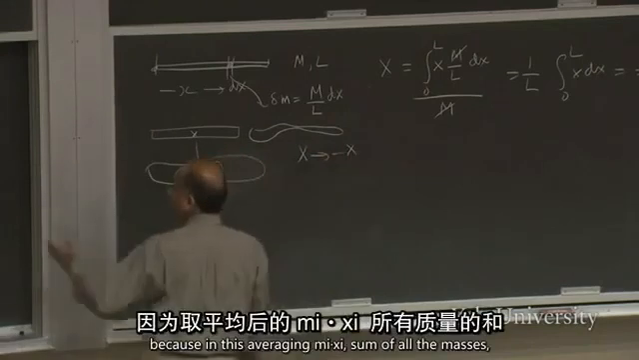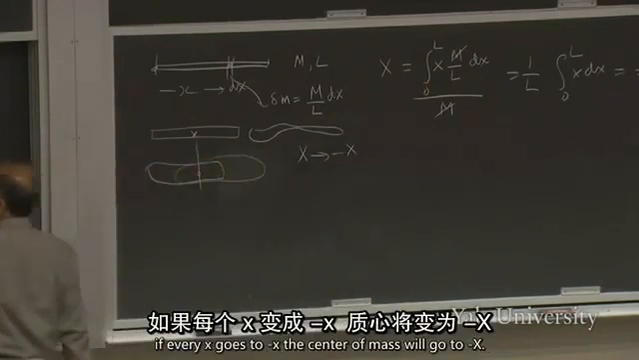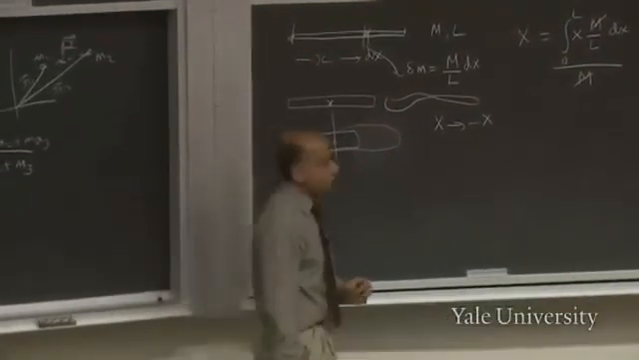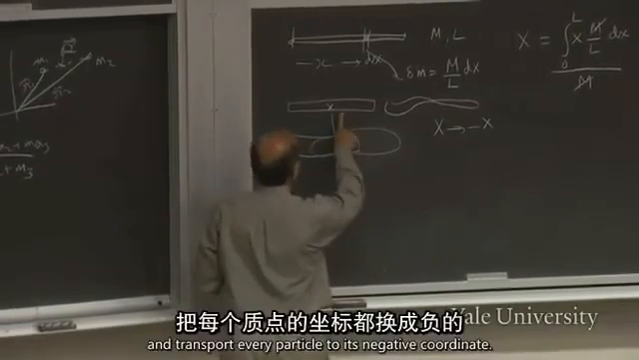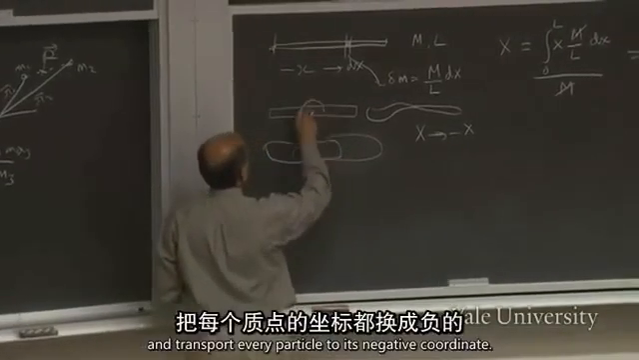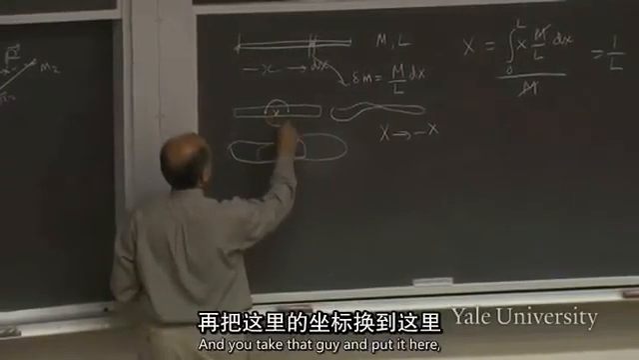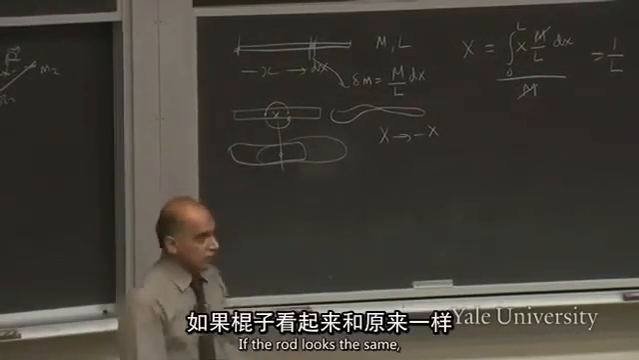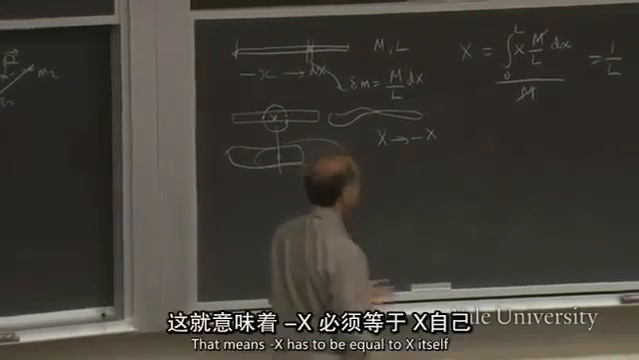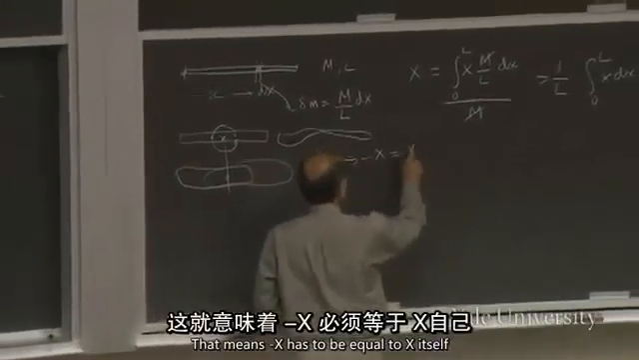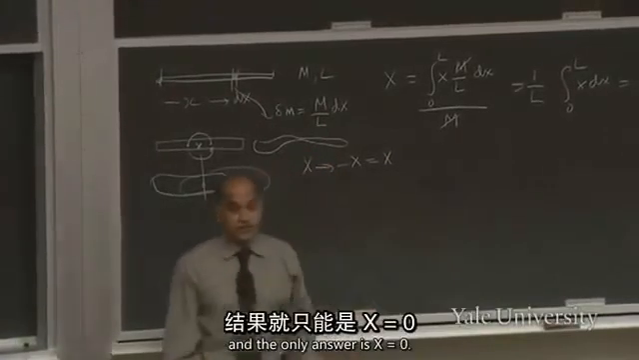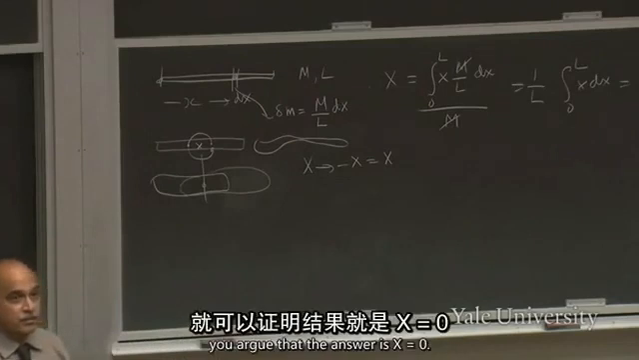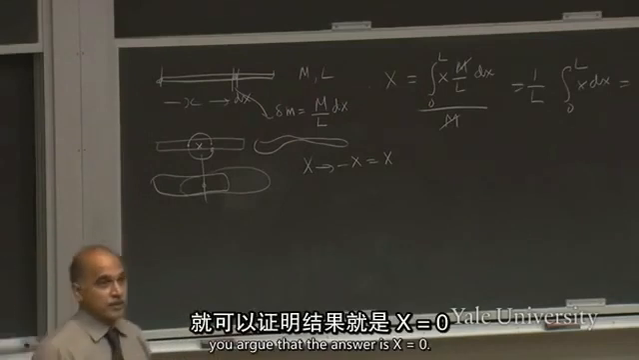Because in this averaging, mi, xi, summed over all the masses, if every x goes to minus x, center of mass will go to minus x. But now take this rod and transport every particle to its negative coordinate, and you take that guy and put it here, the rod looks the same. If the rod looks the same, the center of mass must look the same. That means minus x has to be equal to x itself, and the only answer is x equal to 0. So without doing any detailed calculation, you argue that the answer is x equal to 0.